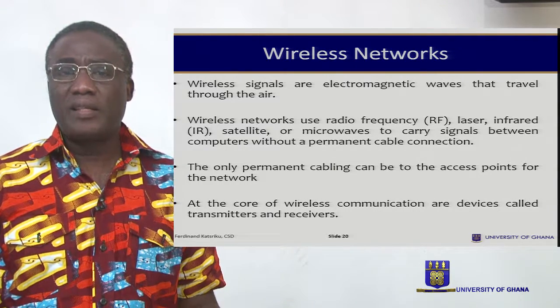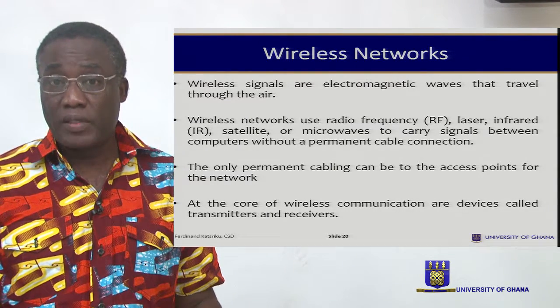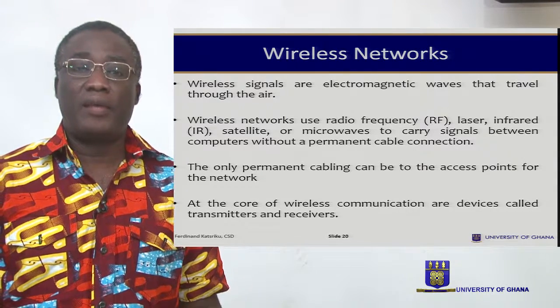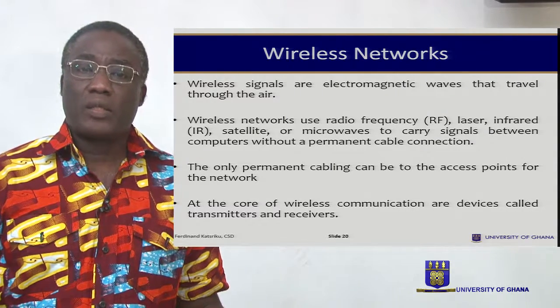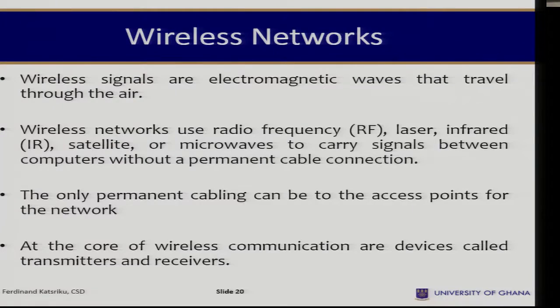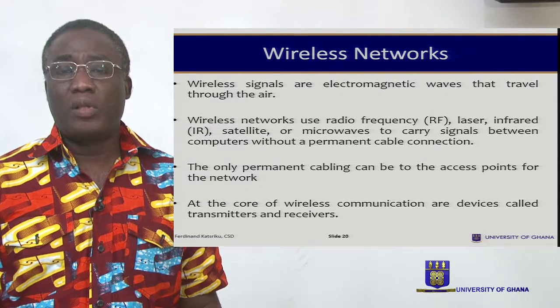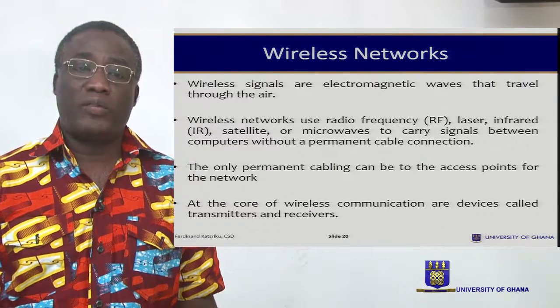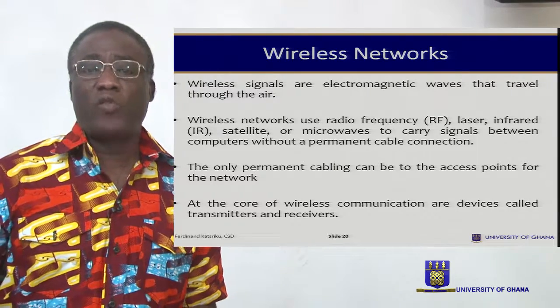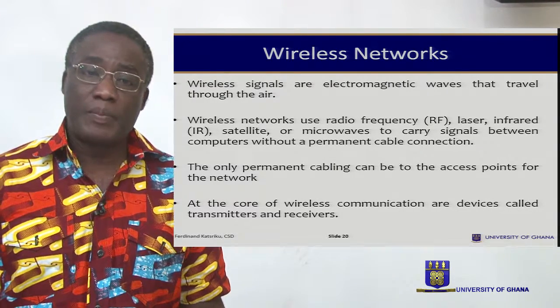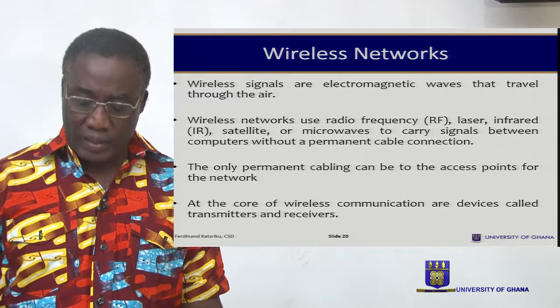So wireless signals are electromagnetic waves that travel through the air. Wireless networks could use radio frequency, laser or infrared, satellite or microwaves to carry these signals between computers without any permanent cable connections. The only permanent cabling that we find is with the access point for the network. At the core of wireless communications are devices called transmitters and what? Receivers.